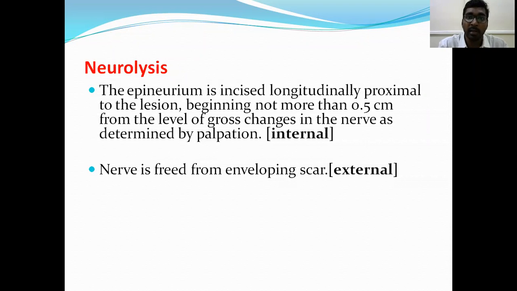In internal neurolysis, the epineurium is incised longitudinally proximal to the lesion, beginning not more than 0.5 centimeters from the level of the changes in the nerve, as determined by palpation. So the epineurium is incised, and inside, the nerve fibers are freed from the scar tissue. Okay.